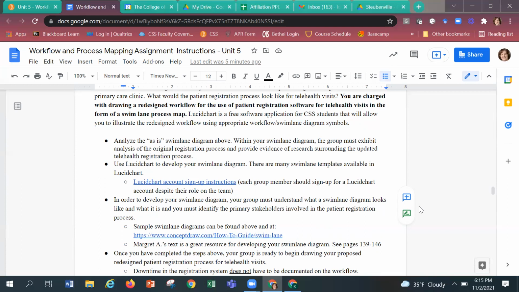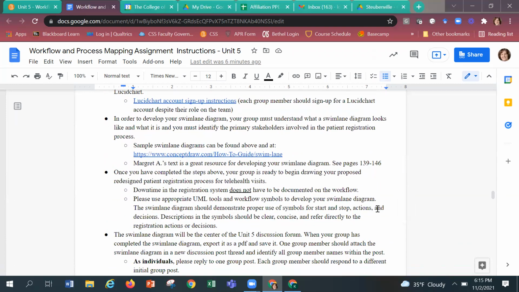So I want to see that you did indeed go out and look for resources around registering telehealth patients for their visits, okay? I should say patients for their telehealth visits. Then get going, I guess, on developing that. And so pull up the Lucidchart. There are examples out online, but there are also swim lane templates available within Lucidchart. Here are some instructions for signing up for the use of Lucidchart using your CSS email and login credentials.